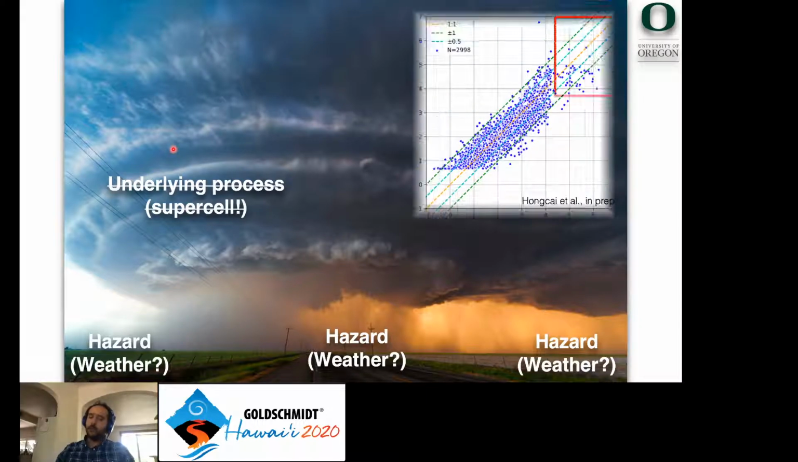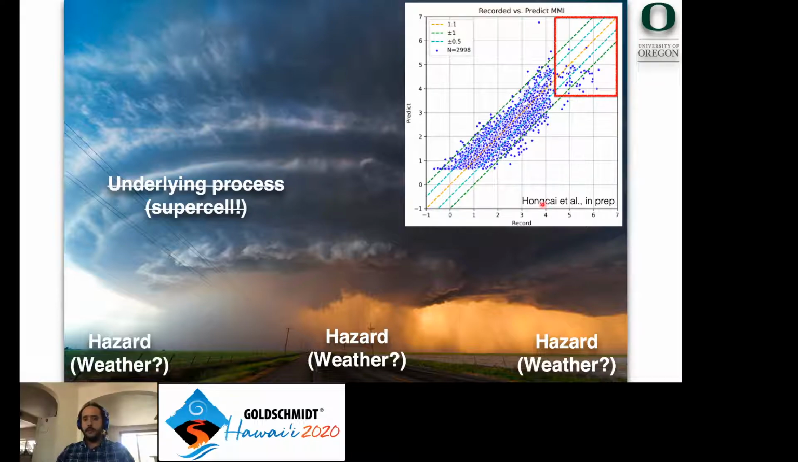But once more, if you were paying attention, you would have noticed that all my data is for low intensity shaking, shown here on the left. At the high intensities of shaking at MMI 5, 6, and 7, which is where damage begins to occur, we're still very much data limited.